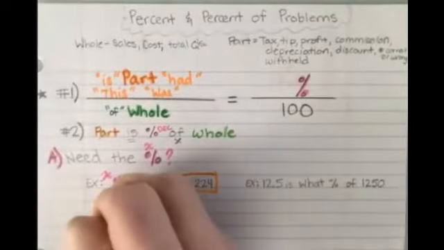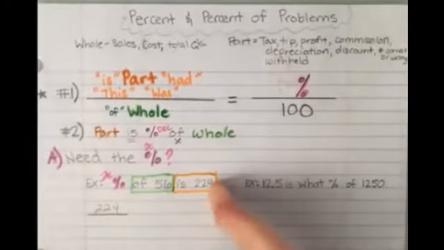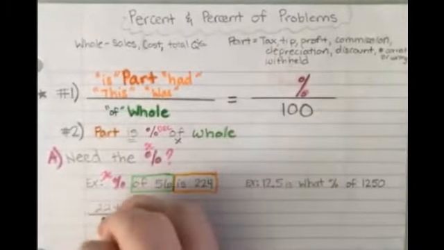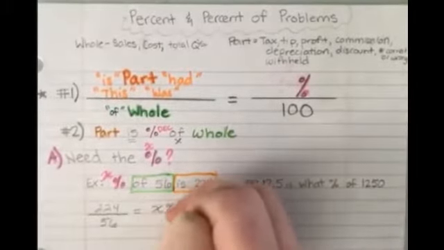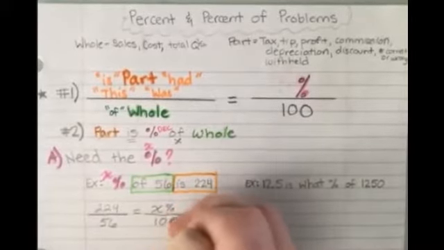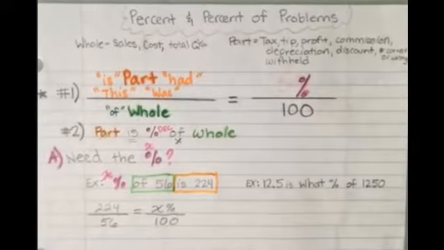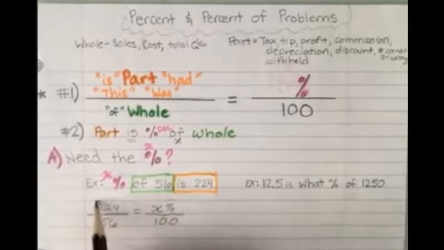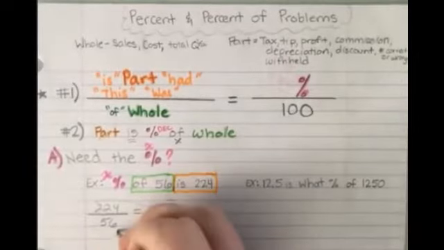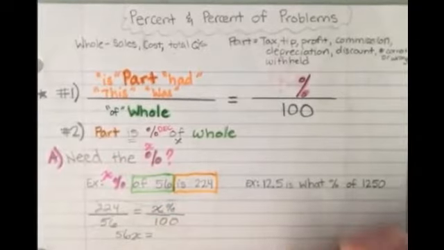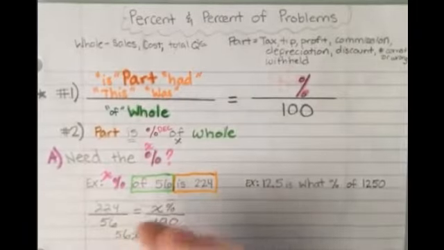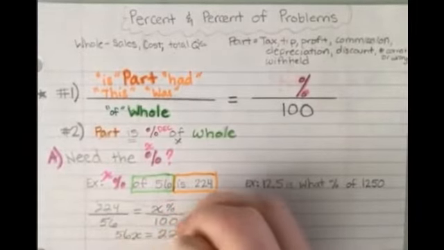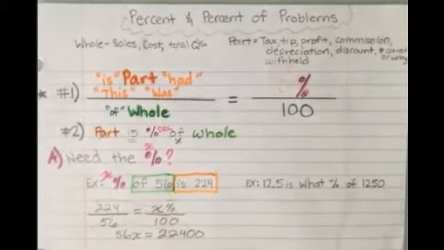So that means 224, that's the part, over the whole, which is 56, equals, we're missing the percent, and it's out of 100. At this point, now you do cross products. So that means 56x equals 100 times 224, which means adding 2 zeros at the end. So 224 times 100 would get you 22,400.